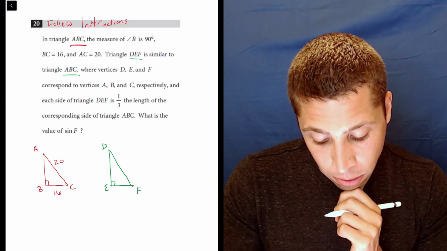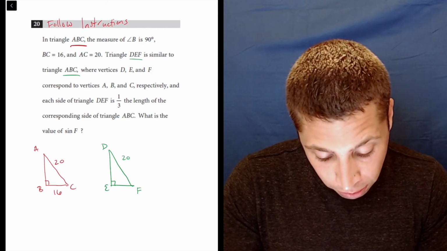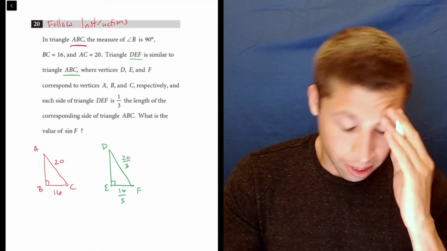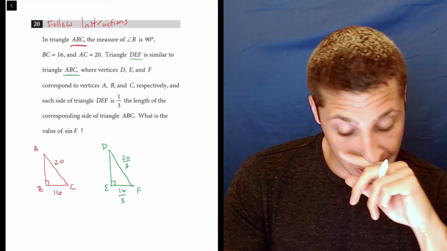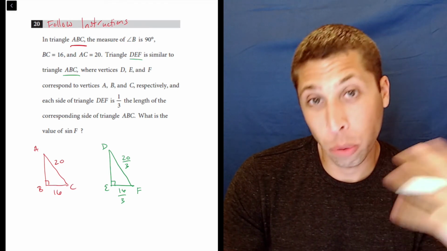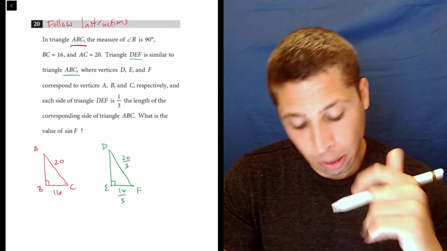And each side of triangle DEF is 1/3 the length of the corresponding side of triangle ABC. So that's annoying because 20 is not divisible by 3. Neither is 16. So there's a couple ways to handle this. The best way is to have enough experience with trigonometry that none of the numbers that they give us matter at all. So let me show you what I mean.